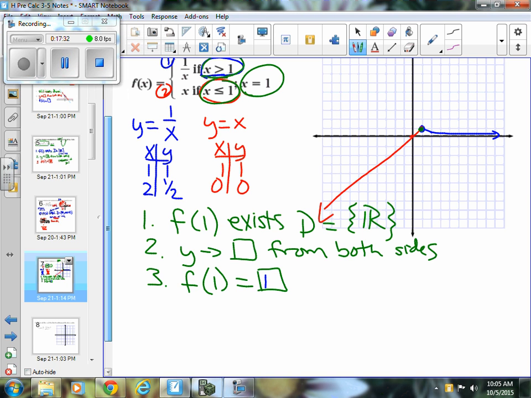And what does y approach from both sides? Well, if you trace along the graph from the left and you trace along the graph from the right, looks like we're both approaching the same value, and it looks like they're both approaching a y value of 1. So not only does it equal 1, it approaches it. So this one is definitely continuous at x equals 1. So it existed, it approached the same number from both sides, and it's equal.